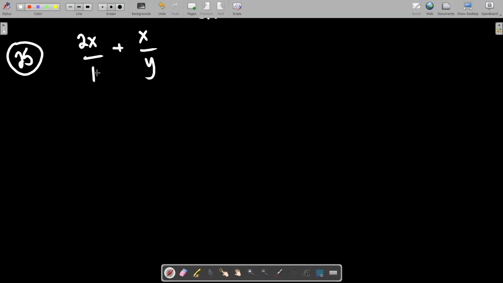Again, there's this idea that one of the fractions already has what we want and the other does not. So if the least common denominator is just y, then we ask ourselves, what do I need to do to that fraction? Yes, it's just y, right?